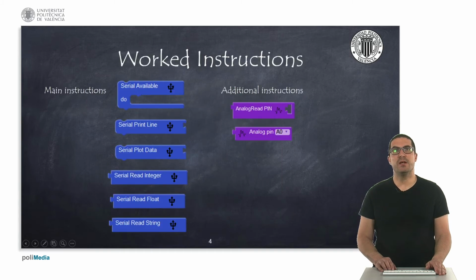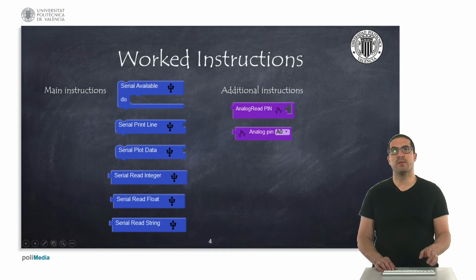So these are the work instructions. In the communication category, we have several subcategories, and one of them is USB serial communication, and within this subcategory we have these instructions. The first one will indicate if there's data available on the serial buffer. The second one is a way to print text and numbers, so we can send them back to our computer and display this data on the console.